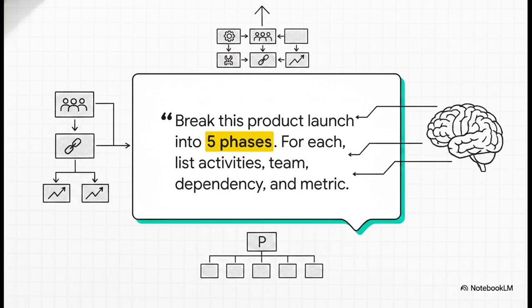So let's look at a perfect example that pulls everything we've talked about together. Notice how this prompt specifies a hierarchical structure, 5 phases. And then it asks for very specific details for each phase, the activities, the team responsible, the main dependency, and even a success metric. This is exactly how you guide an AI to create a high-quality, genuinely useful plan.